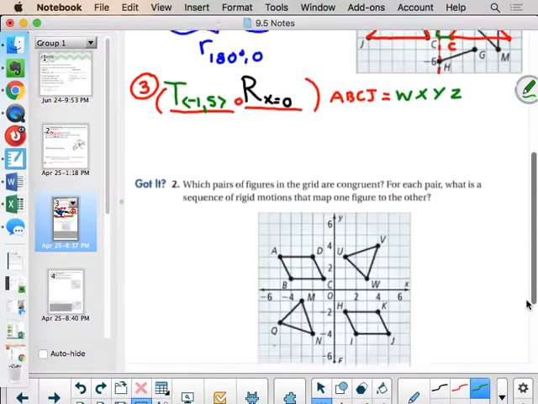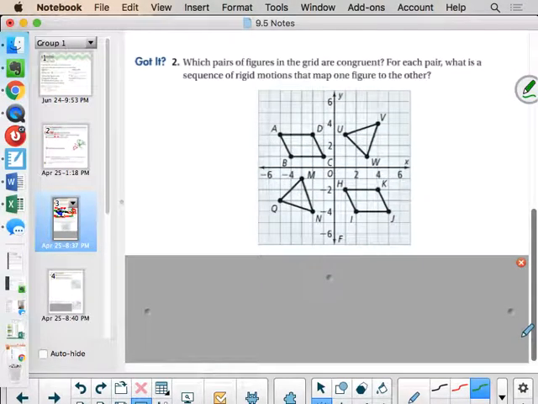All right, here's your got it question. Again, many correct answers. Okay, and I see some of you have already done them. It's fine. That's fine.